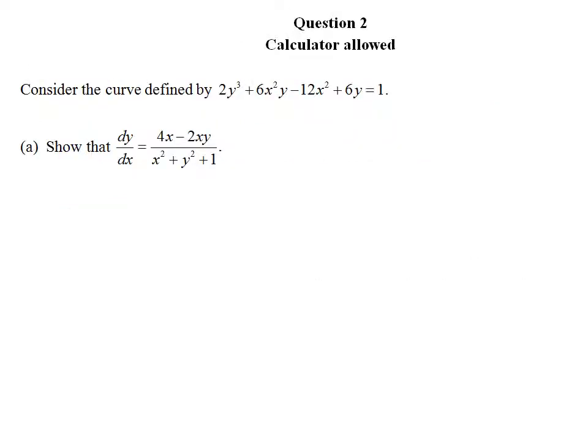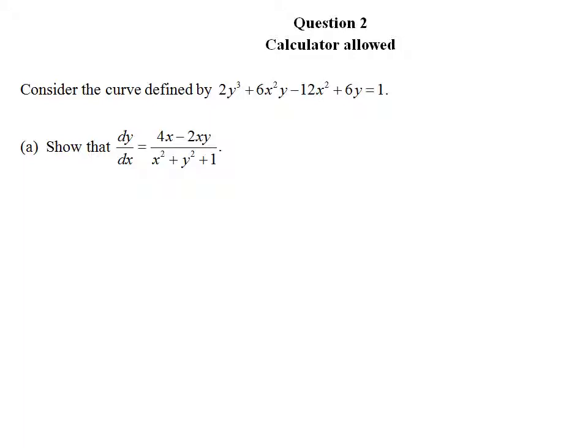Moving on to question 2 for part A. We are given a curve defined by an implicitly defined function. This, in fact, is y as a function of x, although it would be really, really hard for us to solve this for y. Even so, we're able to use implicit differentiation to show that the derivative is equal to this particular expression that we've been offered.